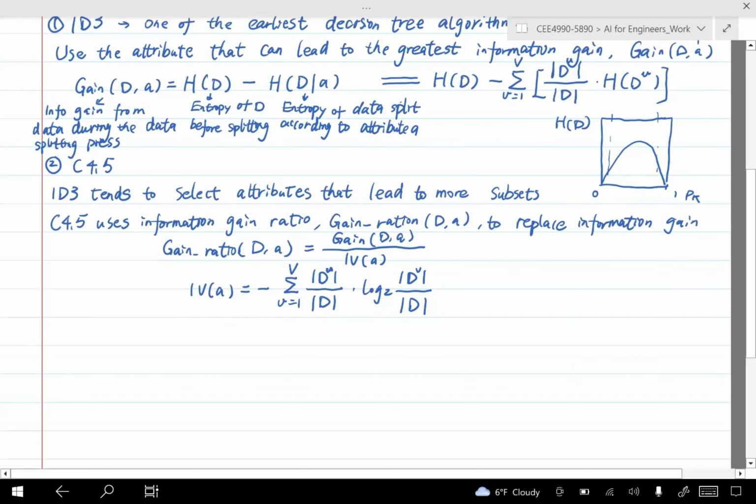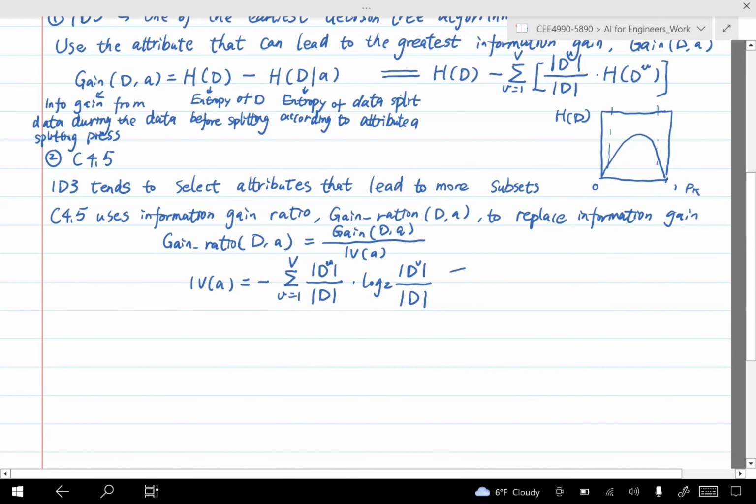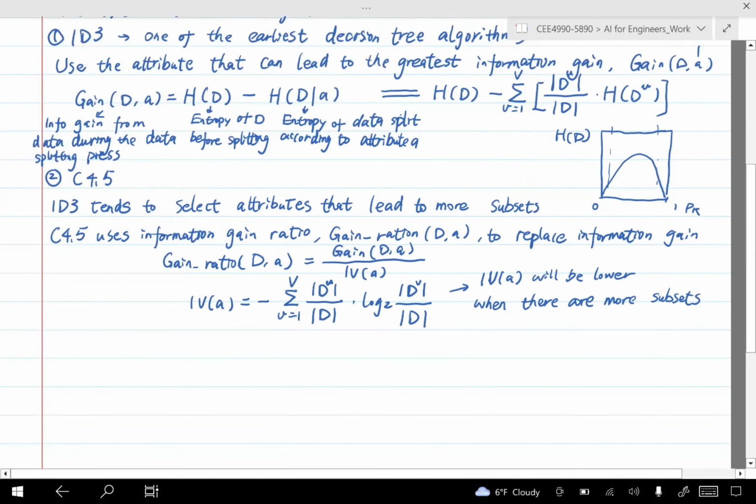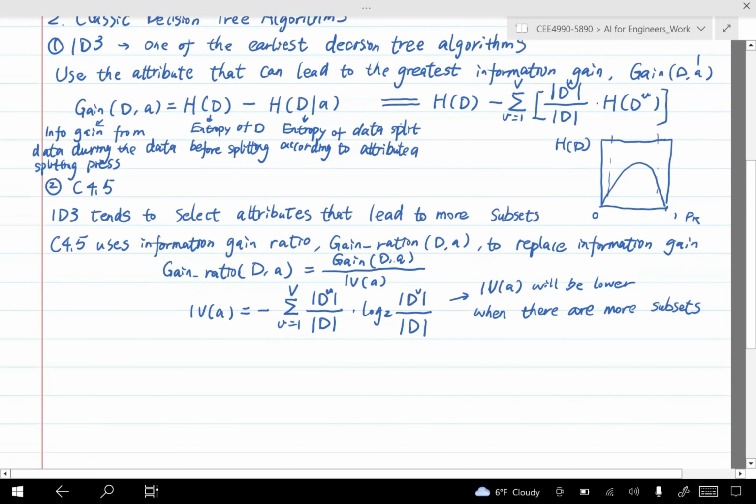We do this because this parameter has a very unique property. It will be lower when there are more subsets. So you can see that it changes in the same way as the information gain. So we put it into the denominator. When the numerator and denominator change in the same way, it can offset the change that we don't want for the information gain. That's how we address the issue. That is for C4.5.